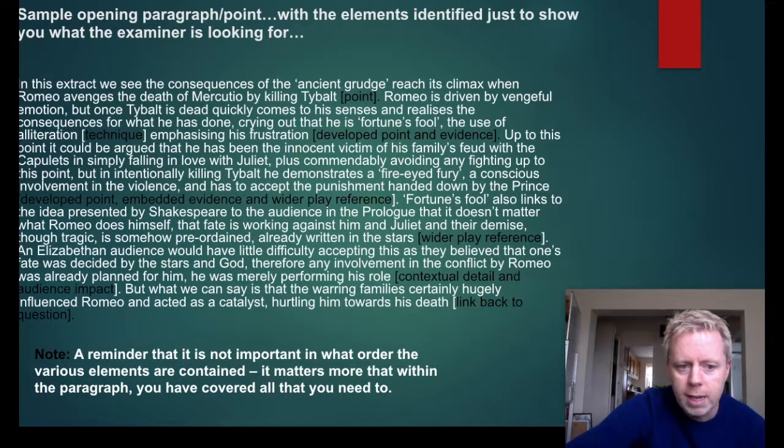Fortune's fool also links to the idea presented by Shakespeare to the audience in the prologue that it doesn't matter what Romeo does himself, that fate is working against him and Juliet and their demise, though tragic, is somehow preordained, already written in the stars. An Elizabethan audience would have little difficulty accepting this, as they believed that one's fate was decided by the stars and God. Therefore, any involvement in the conflict by Romeo was already planned for him. He was merely performing his role. But what we can say is that the warring family certainly hugely influenced Romeo and acted as a catalyst, hurtling him towards his death.